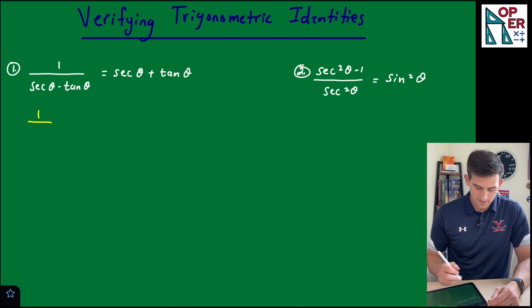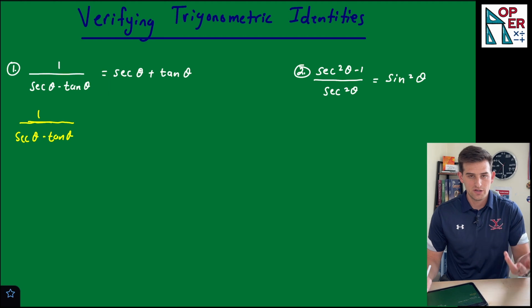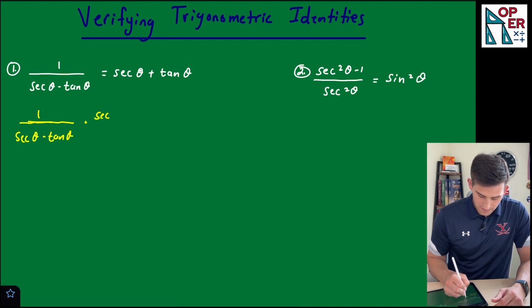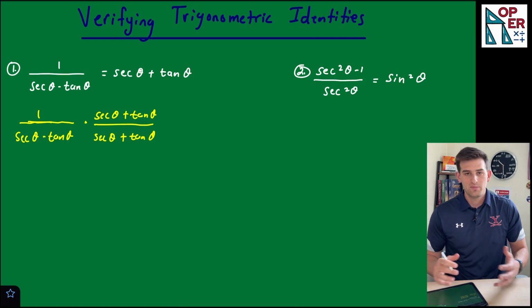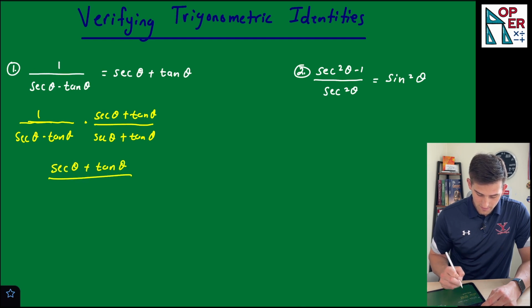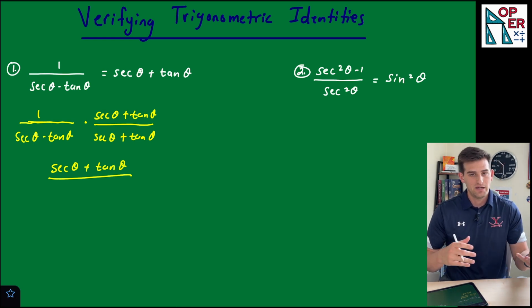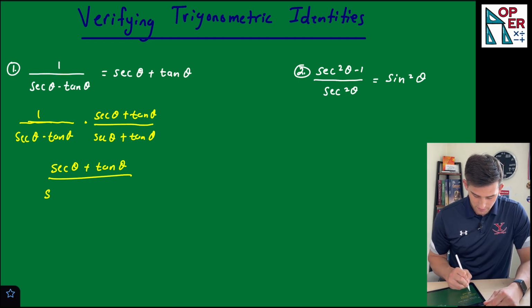So what I'm going to do is take my denominator, secant theta minus tangent theta, and multiply by what we would call the conjugate, right? So I'm going to multiply by secant theta plus tangent theta over secant theta plus tangent theta. I can do that because it's essentially just multiplying by 1, right? So now my numerator will just be secant theta plus tangent theta, and my denominator will use the sum and difference pattern, right? So it'll be a squared minus b squared. So we would have secant squared theta minus tangent squared theta.